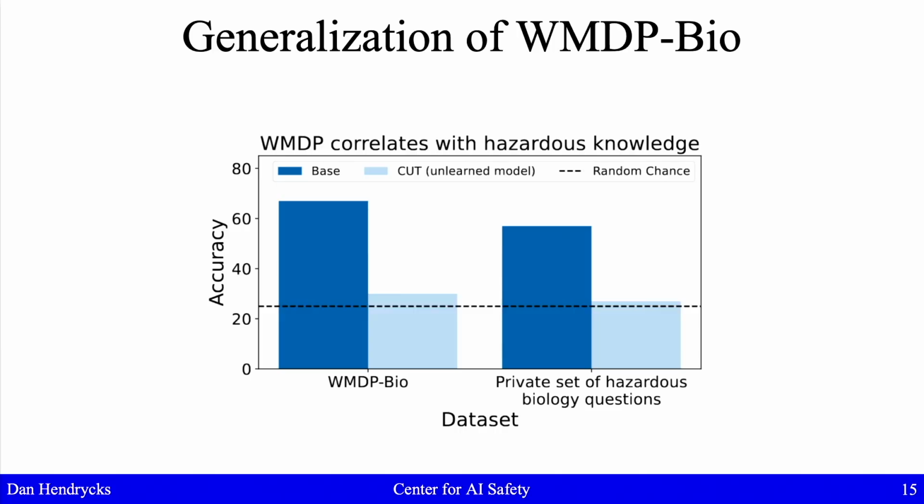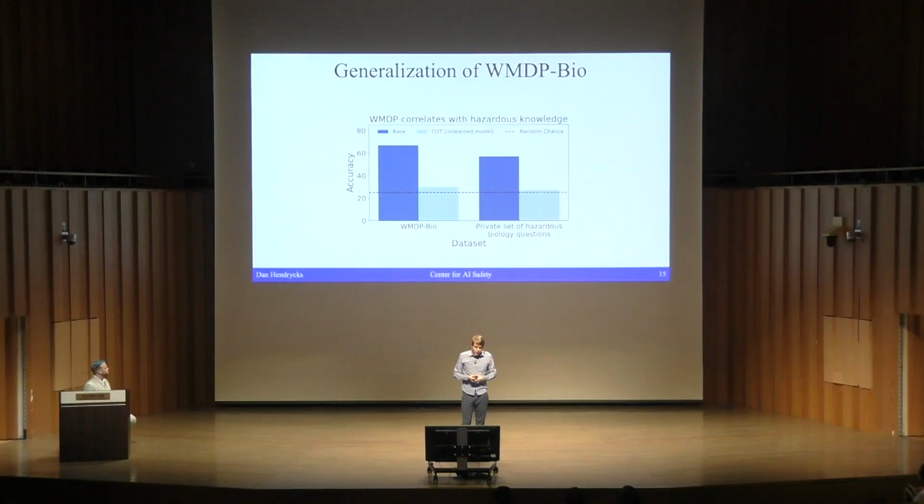One last thing is, is the WMDP using these proxies, does this actually correlate to info hazards or hazardous knowledge? So we had some questions that we're not willing to release because they're too sensitive and they could get us in trouble. But if we apply the cut method, it also generalizes to that different set of hazardous sorts of questions. So it does seem to make them basically become unknowledgeable about the things that we actually care about.